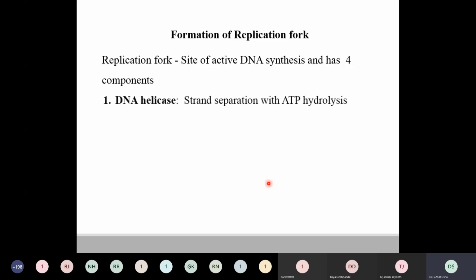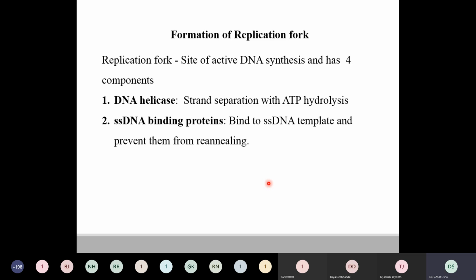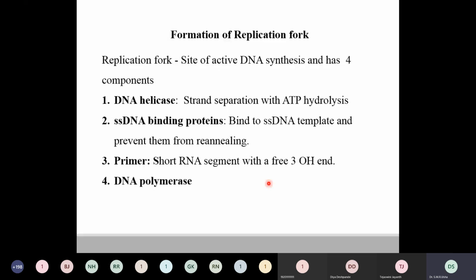It has four components. One is the helicase, which unwinds the DNA with ATP hydrolysis. Then single-stranded DNA binding proteins, they bind to the single-stranded DNA template. This also we have seen before. Then the primer, a short segment of RNA with a free 3-hydroxyl, and DNA polymerase. These are the components of the replication fork: DNA helicase, single-stranded DNA binding proteins, primer and DNA polymerase.